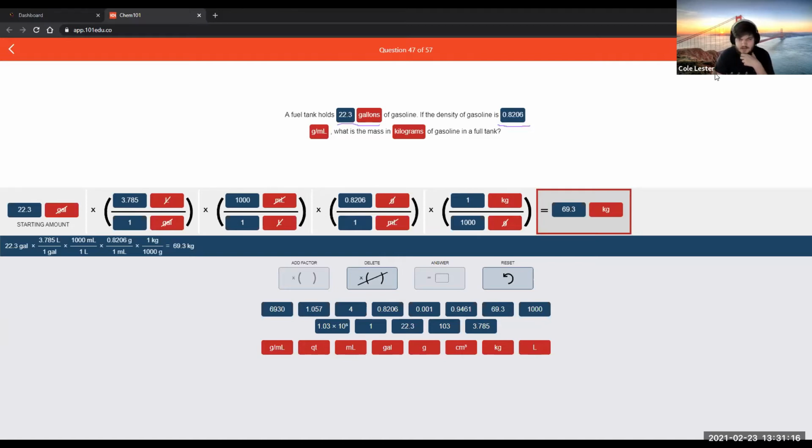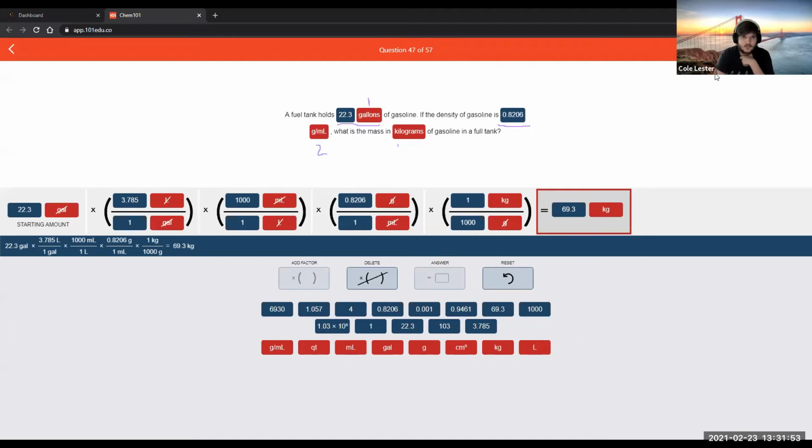Another way that I like to figure these out is, what is our final end goal? Our end goal is kilograms, which is only one unit, right? There's no kilograms per something else. It's just kilograms. So if we need to end with 1 unit, we're probably going to need to start with 1 unit. Gallons is a single unit, whereas grams per milliliter is 2 different units. So that's going to tell us that we want to start with gallons.